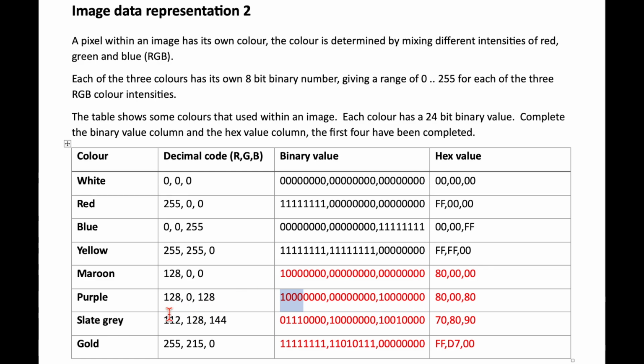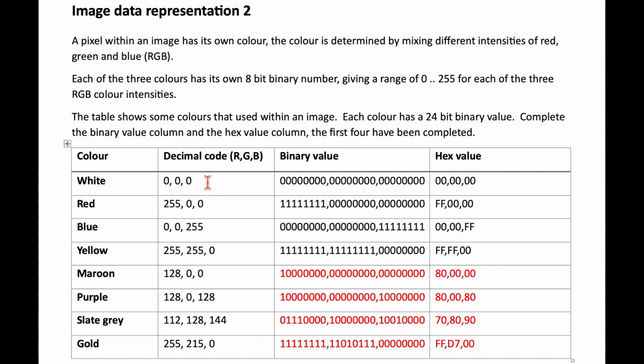So let's look at slate grey now. The red value has a decimal number of 112, which equates to this 8-bit binary number. So we need to convert that now into hex. So if we highlight the first 4 digits, that gives us the hex value of 7. The second 4 binary digits will give us the value 0. And we continue this methodology throughout the remaining 2 bytes of data. So that's how we can create all our intensities of color to create our full color range palette.